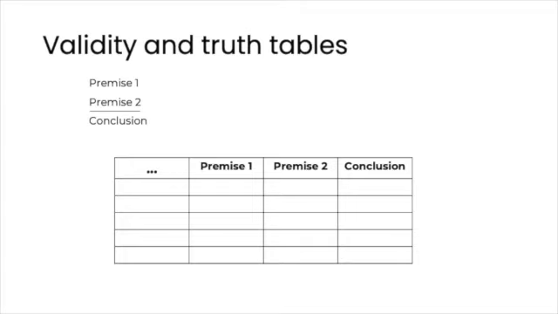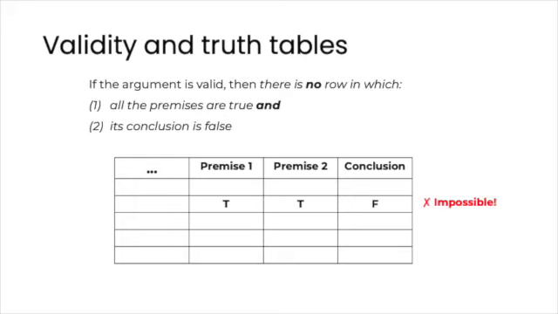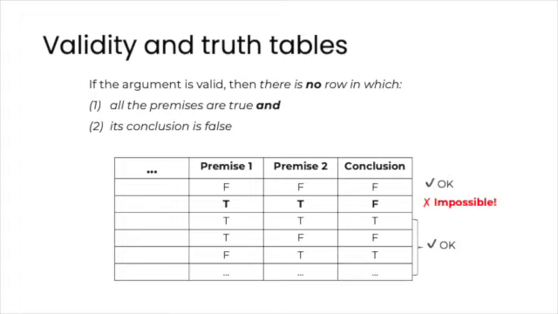Suppose you have an argument with a conclusion and two premises. I'm choosing two for purposes of illustration only. The number of premises is unimportant. Then we make a column for each of the premises and one for the conclusion. Then, following our definition of validity, if our argument is valid, then there is no row in which all the premises are true and the conclusion is false. Notice that both conditions have to be present in a single case. True premises, false conclusion. All other combinations of values are admitted. The only one that is forbidden is true premises and false conclusion.